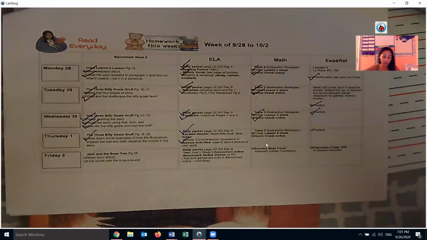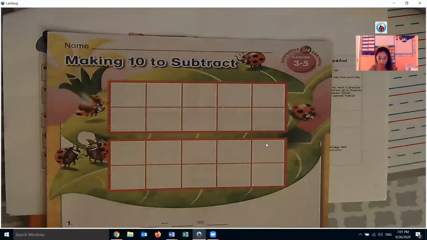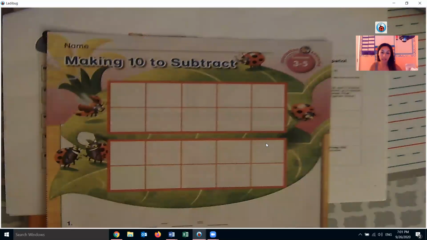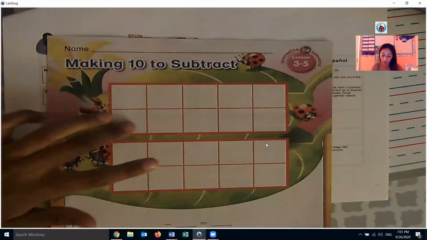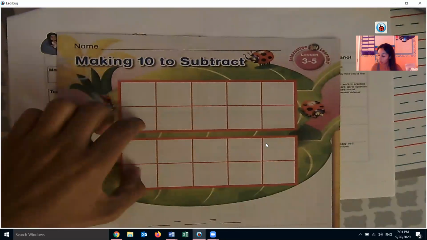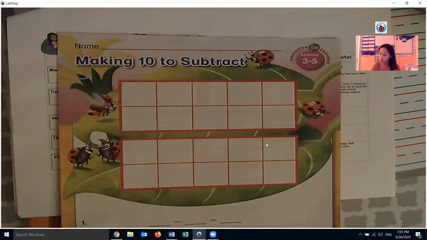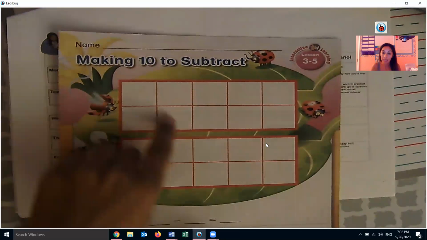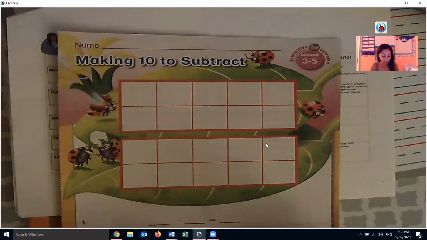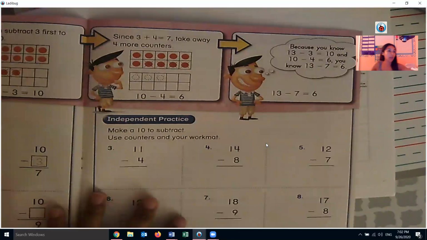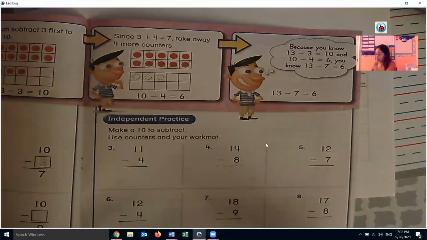Topic 3, lesson 5. In today's lesson, you can use your 10 frames. Remember that you have these in your blue math folder. It's an orange piece of paper, and you also have little red and yellow counters to help you make 10 to subtract.